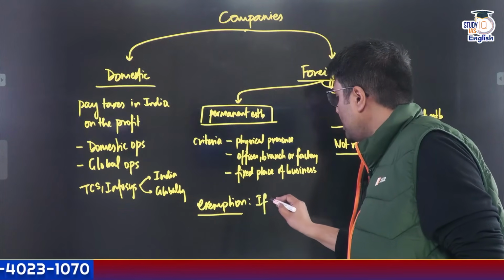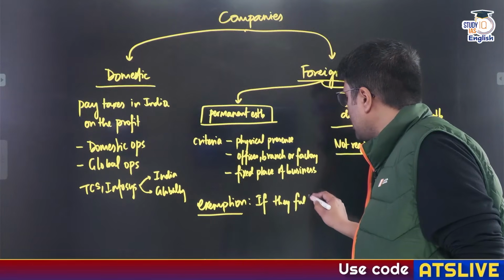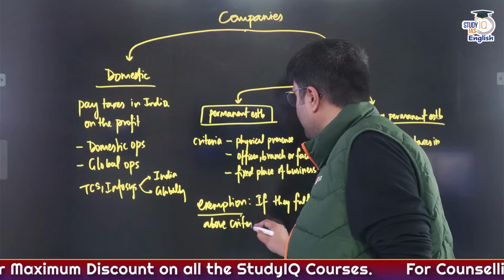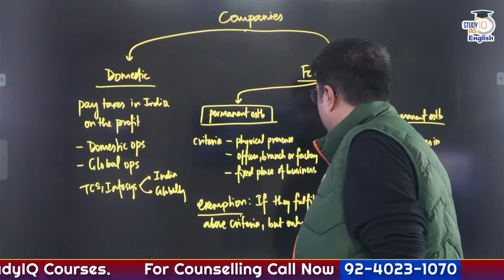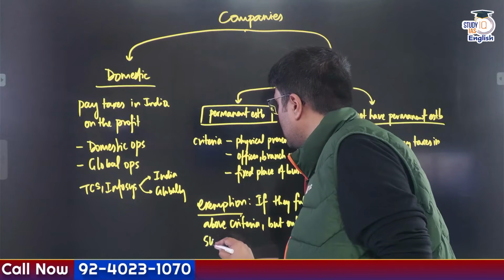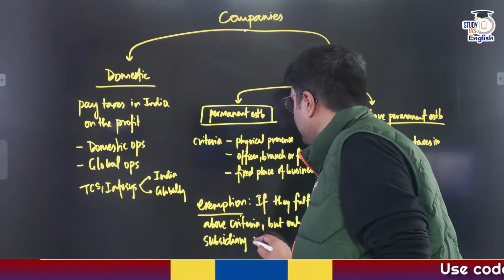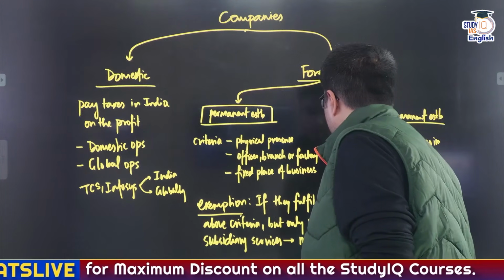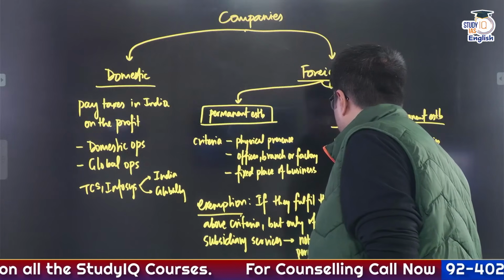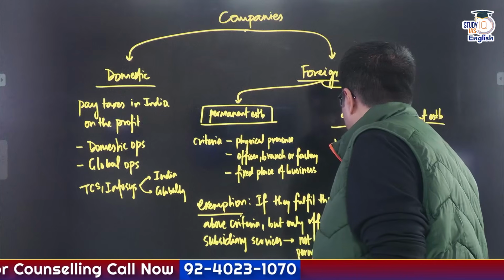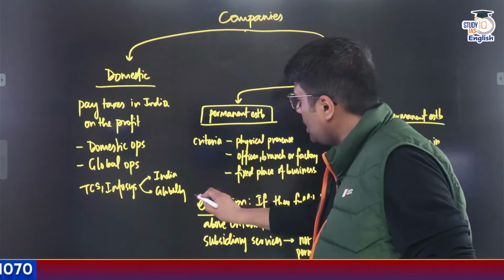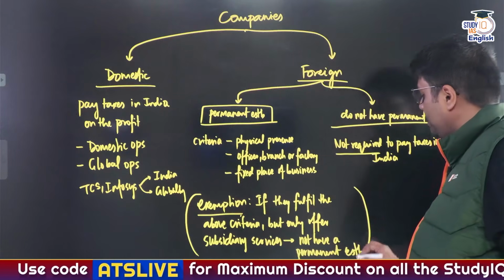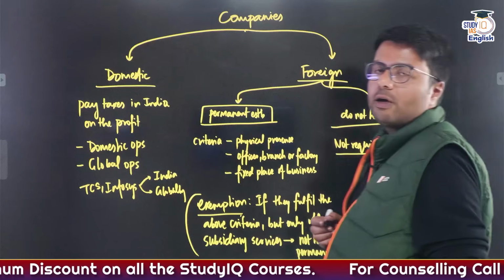Now, if a company fulfills the above criteria, but they only offer subsidiary services in India, then they will be treated as a company that does not have a permanent establishment in India. So those companies who offer subsidiary services in India, but fulfill the above criteria, will be treated as companies not having a permanent establishment, and therefore they are not required to pay taxes in India.